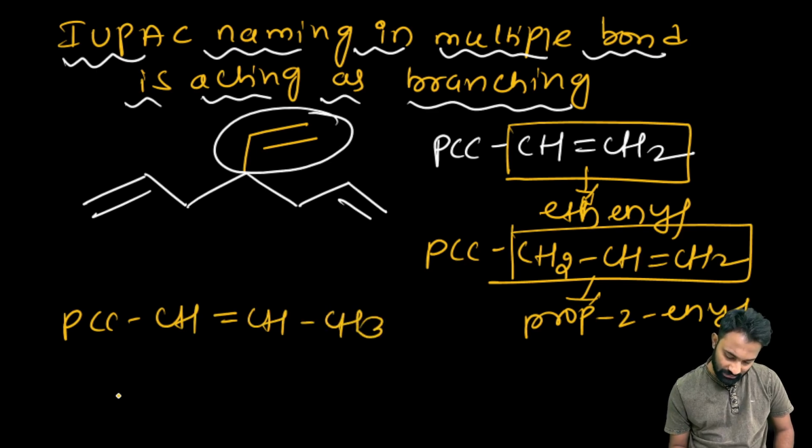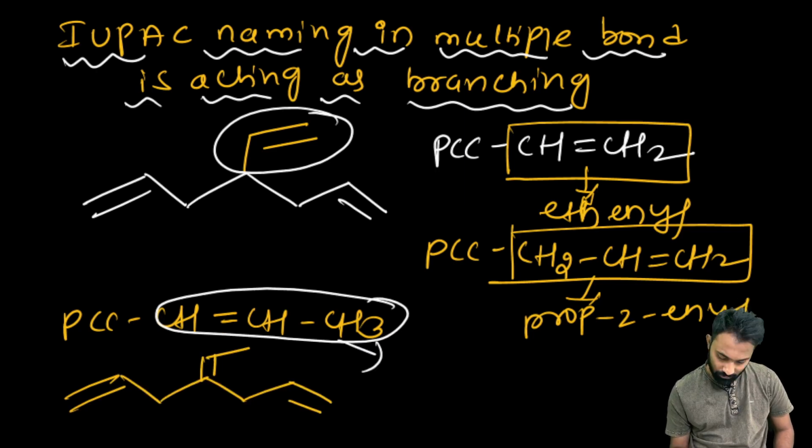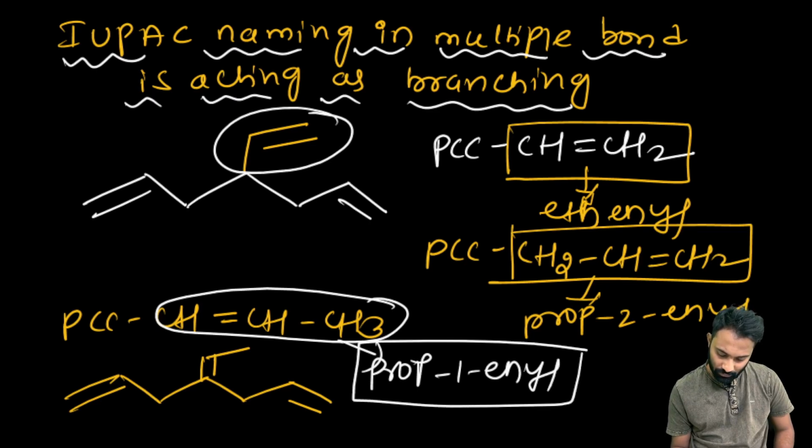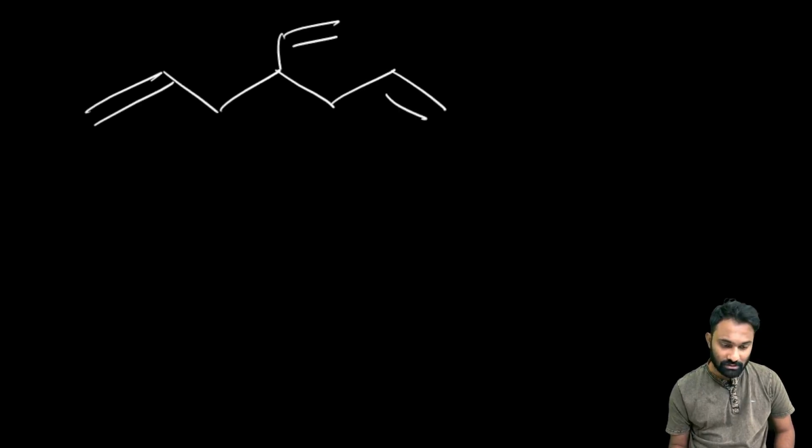Now suppose the parent carbon chain has CH double bond CH3. If the double bond is directly attached to the parent carbon chain, then the branching name of this compound will be prop-1-enyl. So what is the IUPAC name of this compound?